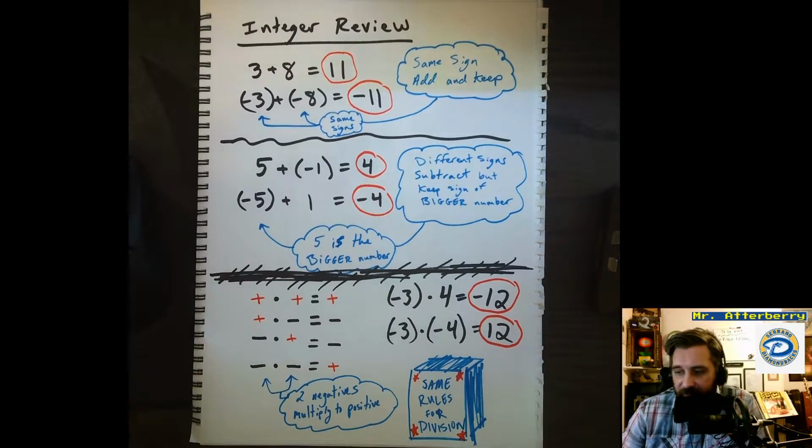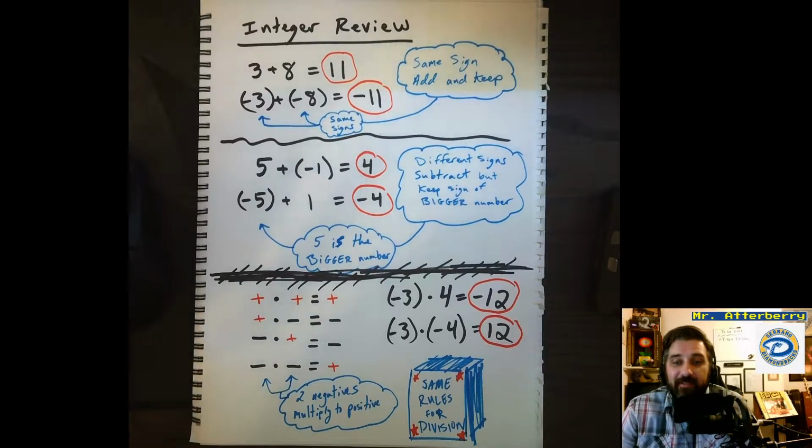So integer review. If we're adding two numbers, like let's say 3 plus 8, 3 and 8 add to 11. If those signs were both negative, like a negative 3 and negative 8, they would add to a negative 11, okay? So the general rule we like to say is same sign, add and keep. If it's both positive, it's a positive answer when you add it together. If they're both negative, it'll be a negative answer, but you still add the two numbers together. So 3 plus 8 is 11, so negative 3 and negative 8 would be a negative 11.